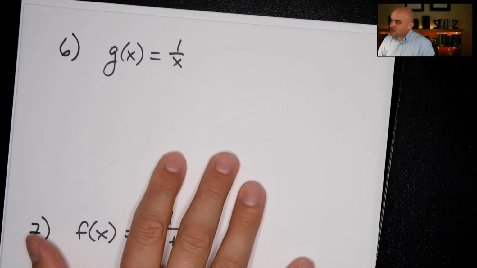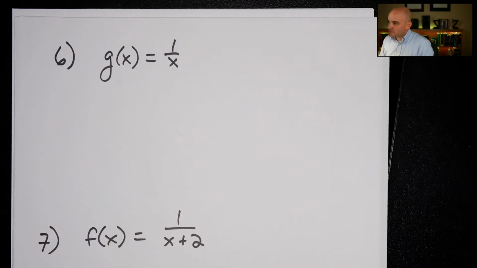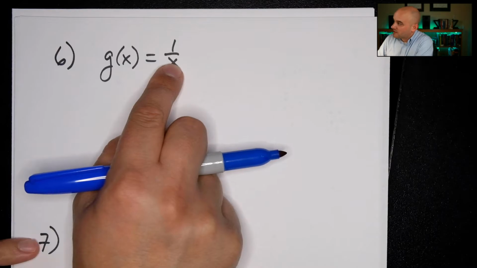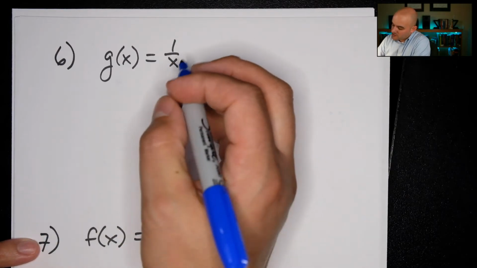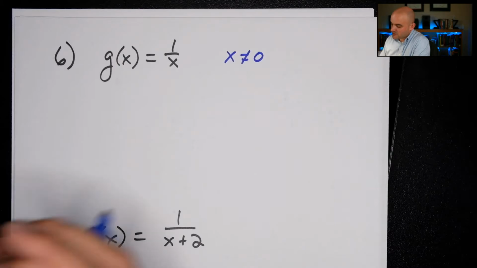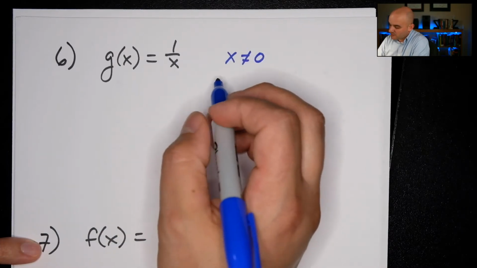Try out number 6 right here. Find the domain. So remember, we've got two rules that we're talking about so far. We've got fractions and we've got radicals. Here's a fraction, and the final value in the denominator cannot equal 0. So we're going to say that x cannot equal 0 in this case. That was pretty simple, but it needs to be written in interval notation.